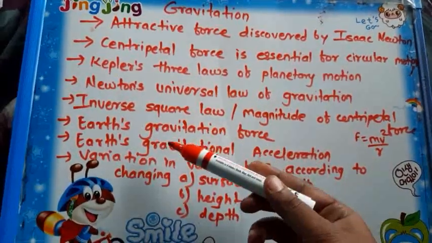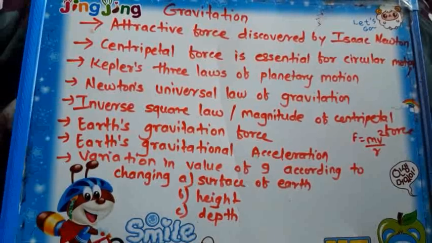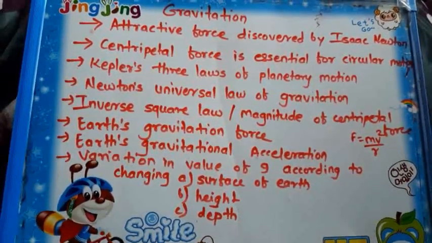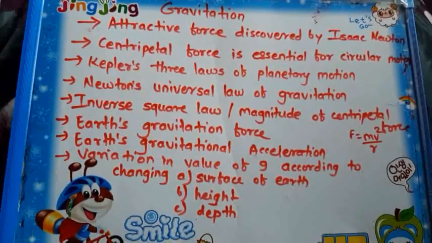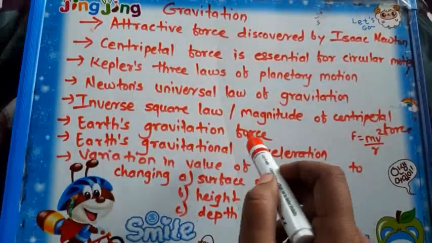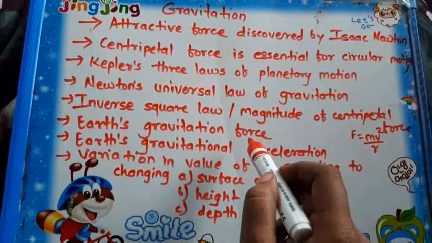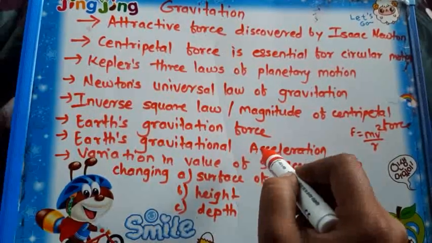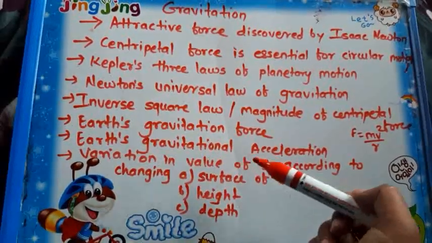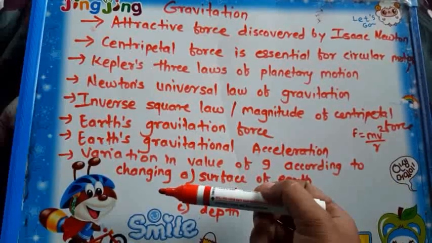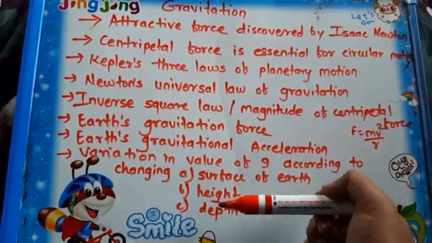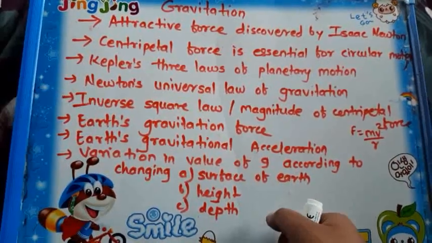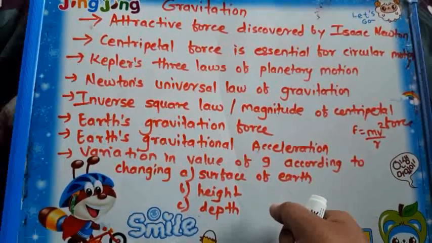Next is Earth's gravitational force. Like all other objects in the universe, Earth also has its own gravitational force. And due to this gravitational force, acceleration is generated. That acceleration is known as Earth's gravitational acceleration. Variation in the value of g according to the changing surface of Earth, height and depth. These all points we have learnt in the last session. Now we are going to start today's session.